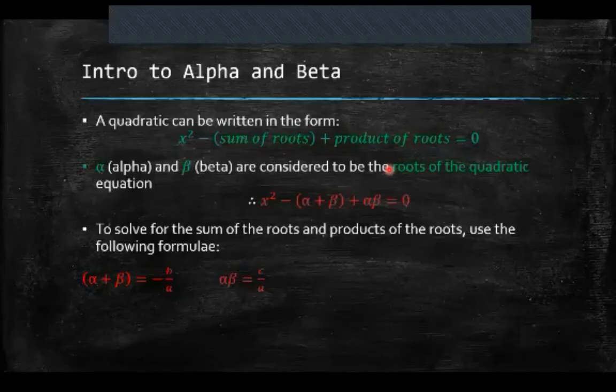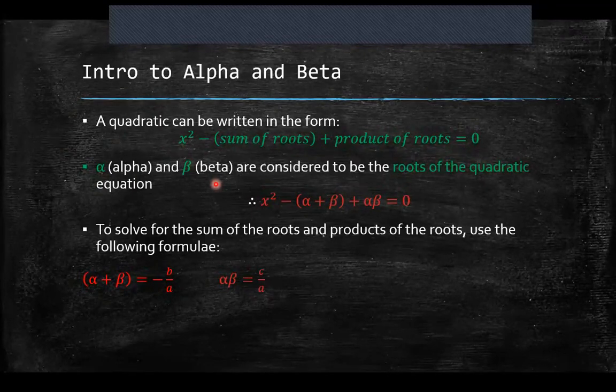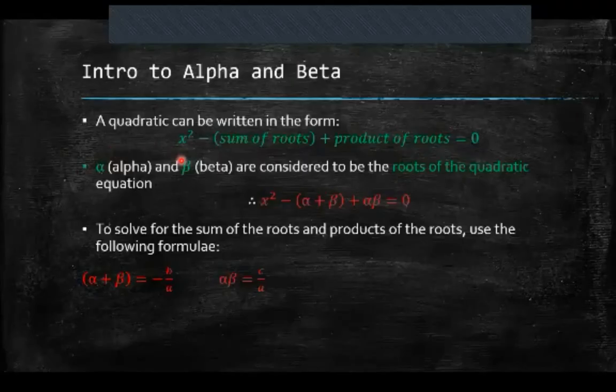Product of roots, product means to multiply. So if this is my root, and this is another root, if I want to find the product of my roots, I multiply them. So that's why I have here x squared minus alpha plus beta, which is the sum of the roots, and the product of alpha and beta is alpha beta, and that's equal to 0.